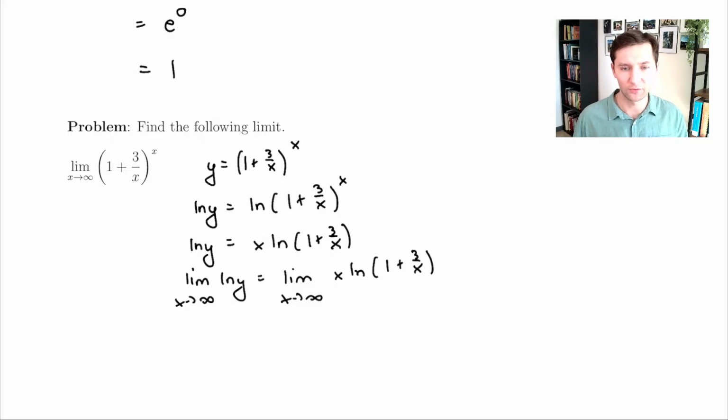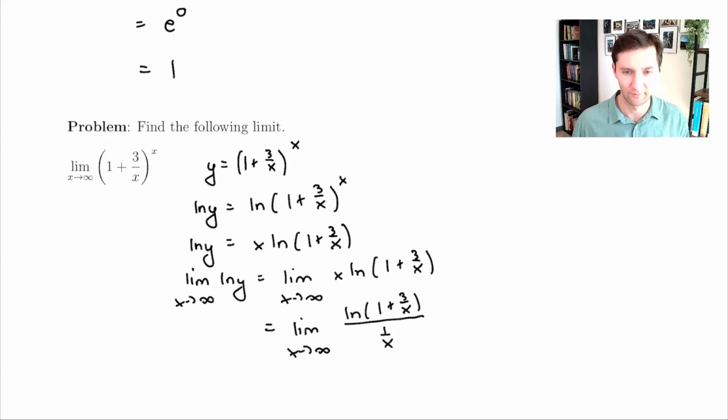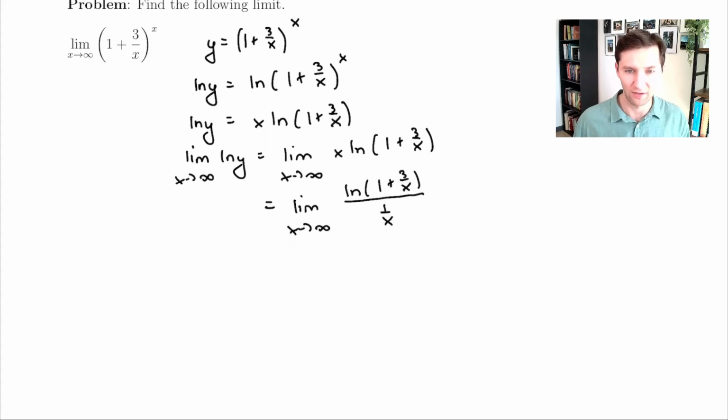To apply L'Hopital's rule to the right side, I have to rewrite this expression. So now I will work only on the right side. I will rewrite this expression first as ln of 1 plus 3 over x divided by 1 over x. This is in a much better form now, because in the numerator I get 0, in the denominator I also get 0. This is of the form 0 divided by 0, which allows me to use L'Hopital's rule.